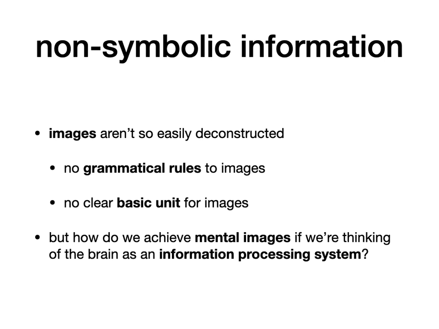So, non-symbolic information. Images aren't as easily deconstructed, for example. There's no grammatical rules. There's not even really a clear basic unit, right? If you look at the moon at night, it's taking up a very small amount of your visual space, of your retina, but there's an incredible amount of detail there. What's the basic unit of the information that's reaching you here? Now, we could just say photons, right? But that's tough. I don't think that our eyeballs are processing every single photon in a meaningful way.